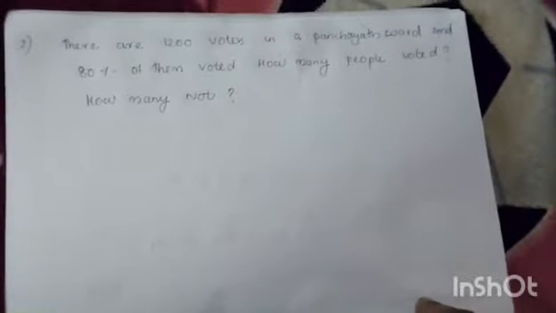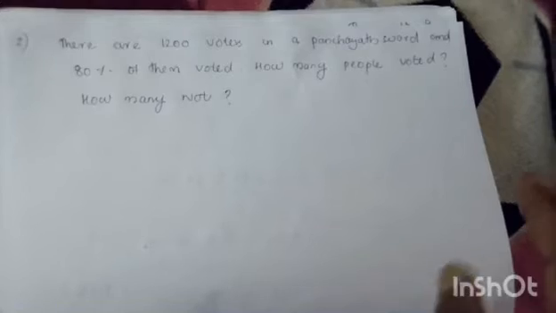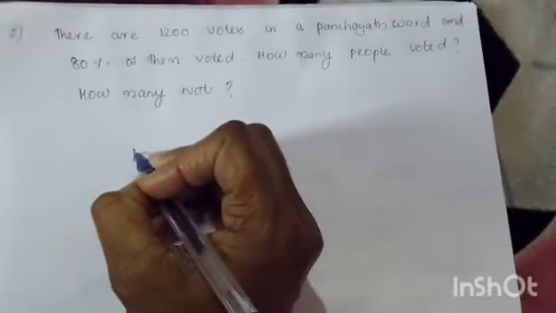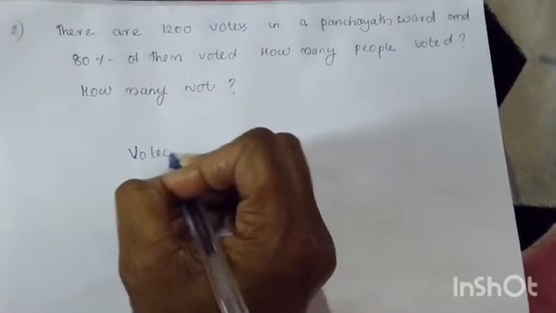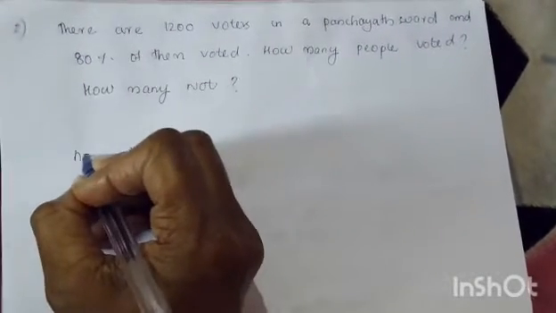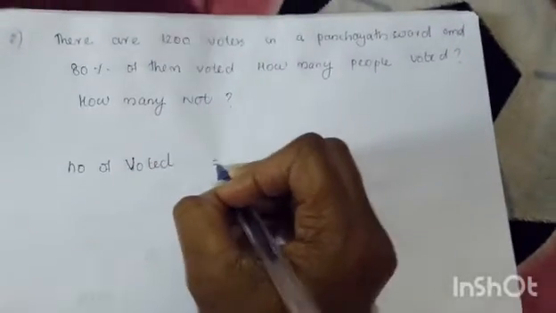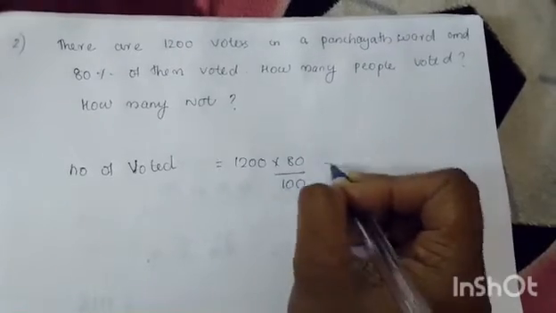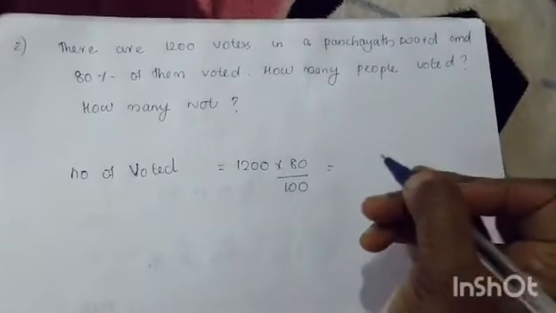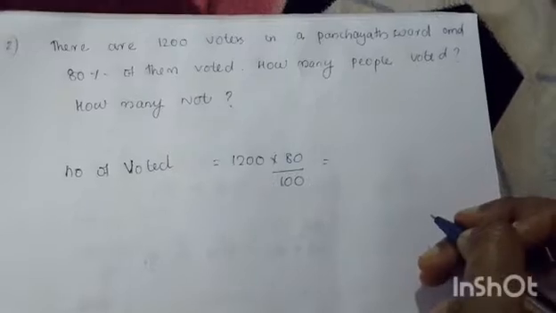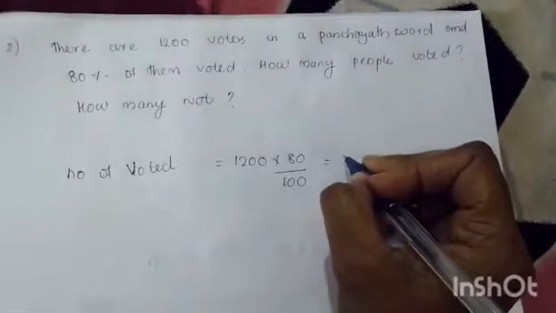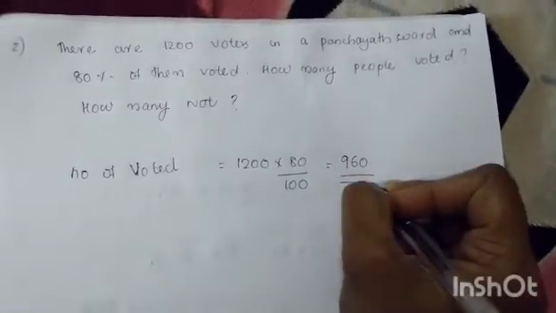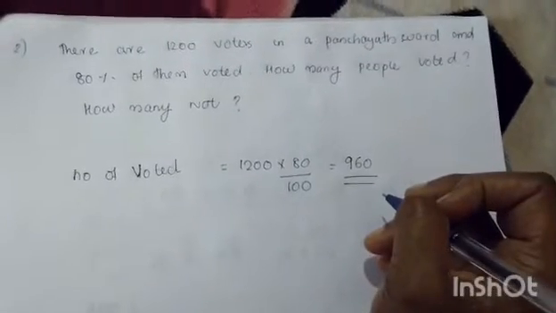There are 1,200 voters in a Panchayat ward and 80% of them voted. How many people voted and how many did not? Here we want to find out the number of people who voted. The number of voters is found by multiplying 1,200 with 80%. This is the total number of people who voted in the election, and we get the result 960. 960 of them went to vote.